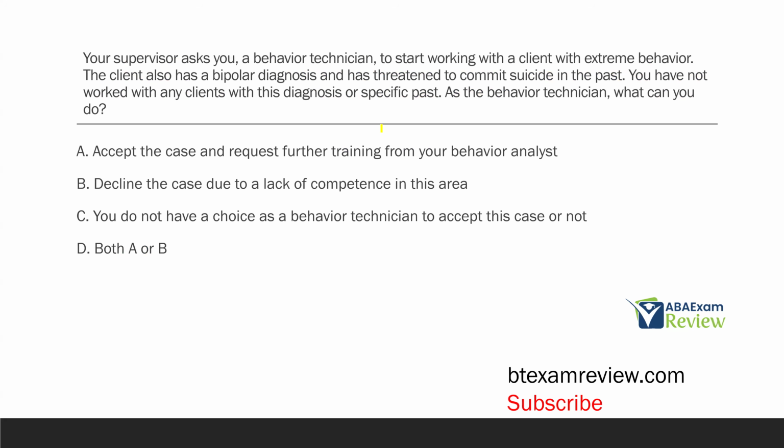Your supervisor asked you, a behavior technician, to start working with the client with extreme behavior. The client also has a bipolar diagnosis and has threatened to commit suicide in the past. You have not worked with any clients with this diagnosis or specific past. As the behavior technician, what can you do?